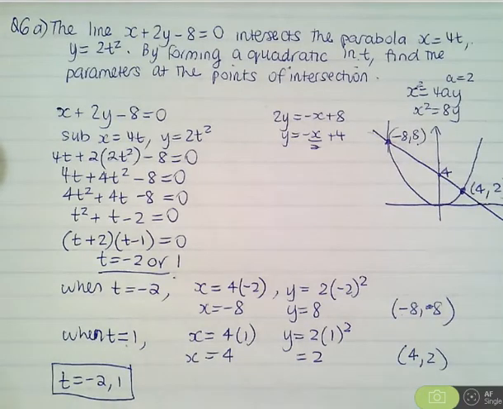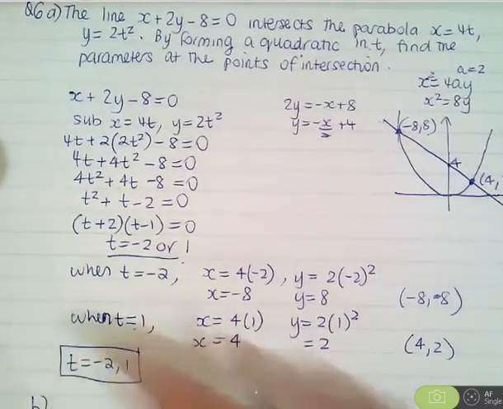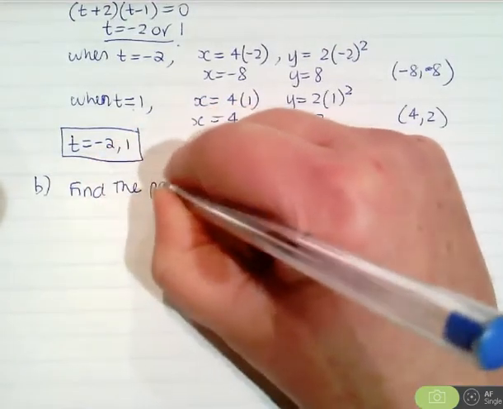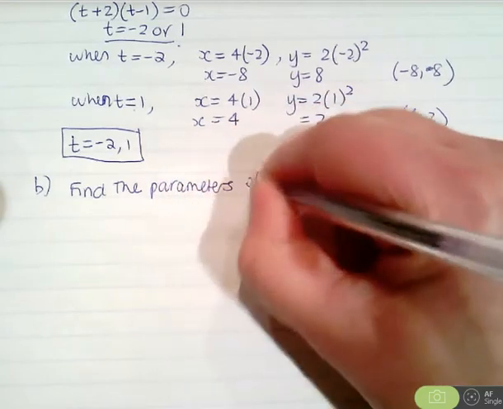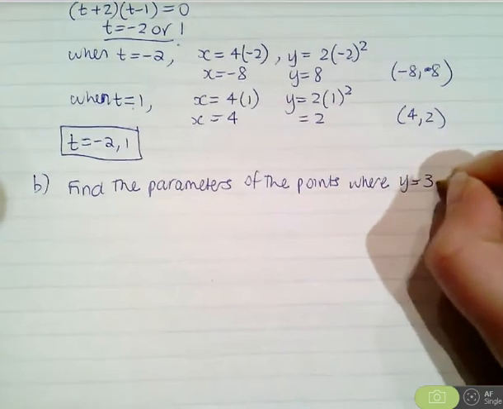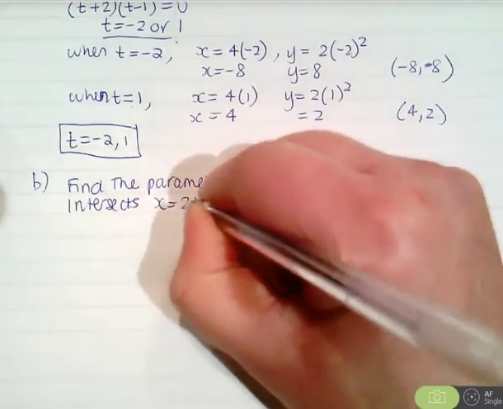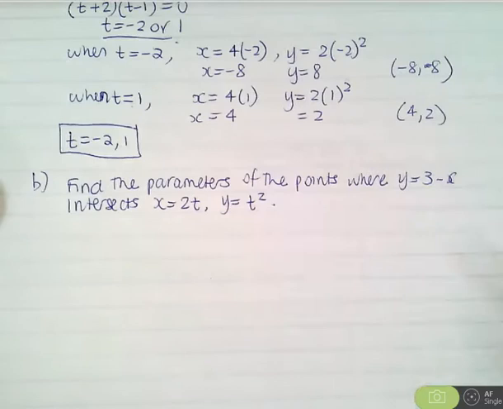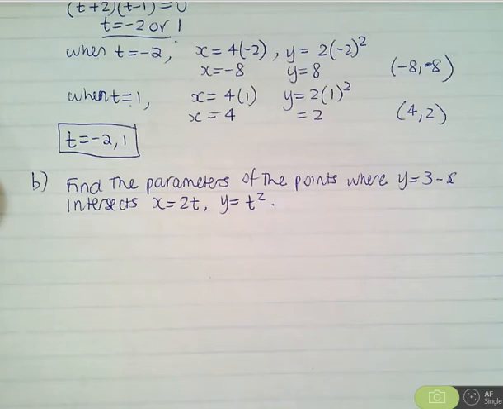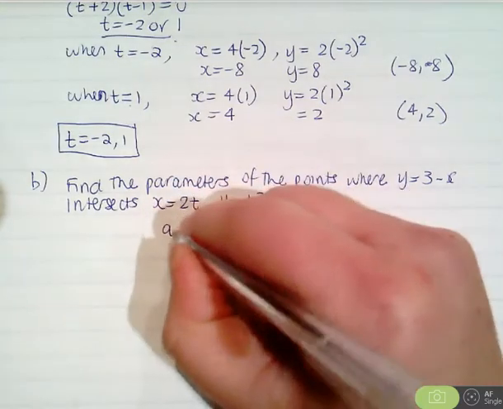Part B says, and I'm just going to write that out down here: find the parameters of the points where the line y equals 3 minus x intersects x equals 2t and y equals t squared. Okay, so girls, this is a similar question to what you've just done up above. I'm not going to do it for you, but you can see that this is x equals 2at, y equals at squared. You can see that a is 1.